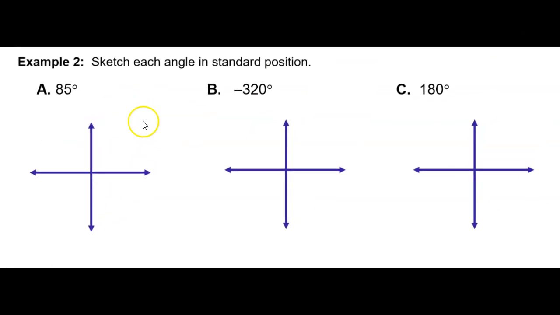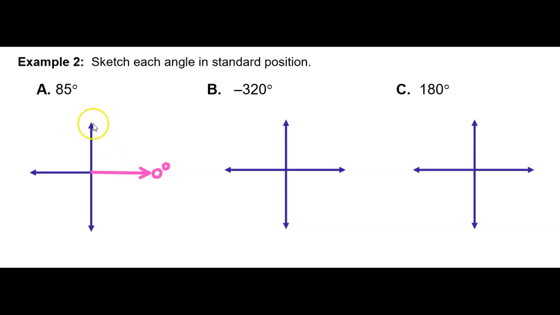In example 2, it says sketch each angle in standard position. So saying that, we know that our initial side should be on the positive x-axis. So you should draw a ray from the origin out to the right. Okay, so here's our initial ray, and that's at 0 degrees. And we want to go 85 degrees in standard position.